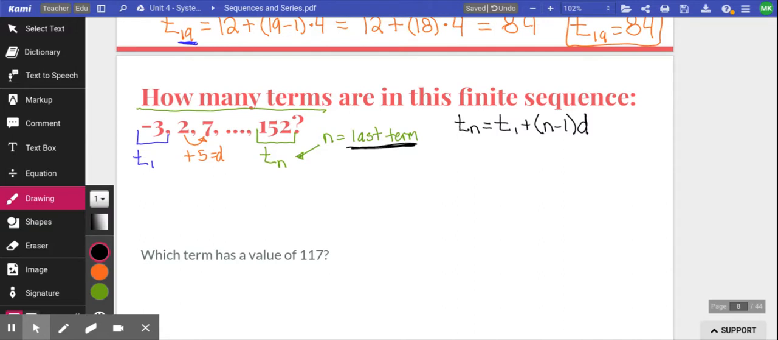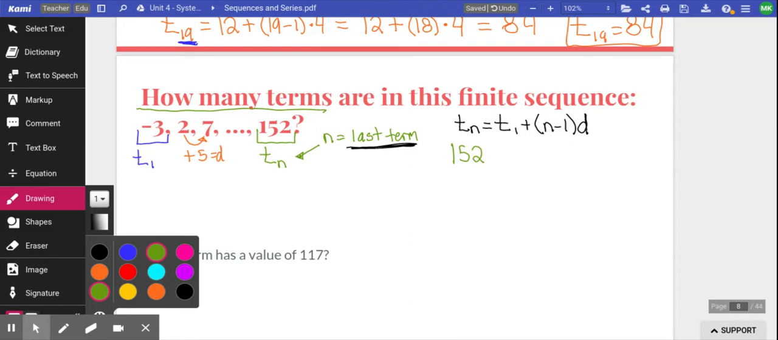So if I wanted to fill this in, T of n is 152. We don't know what n is, but I know that the term is 152. That's equal to T of 1, which is -3, plus n, which we don't know, minus 1, times d, which is the common difference of 5. And what you've done is you've created a formula where n is the last term number, and you have only one variable in that equation, which means you could solve for that one variable.